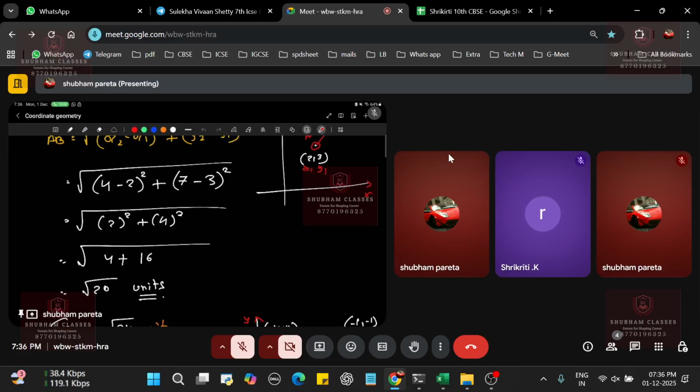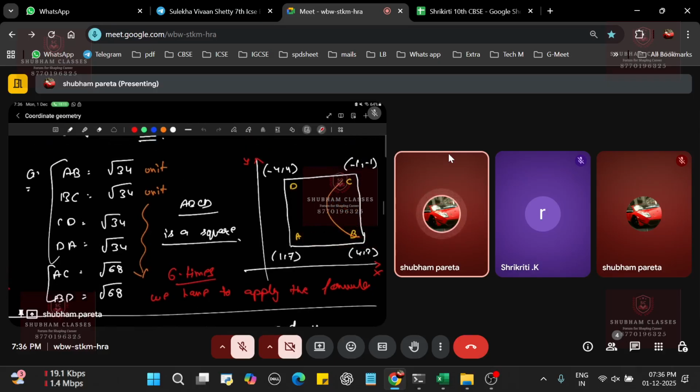Yes, sir. Now, what is the application of it? Now I'll tell you the application part. While we talk about the application part, in the application also, for example, there is a square, but we don't know it is a square.